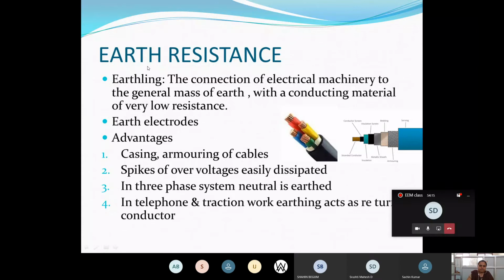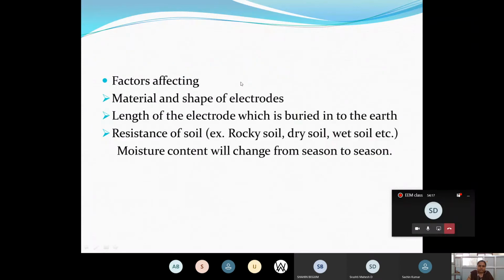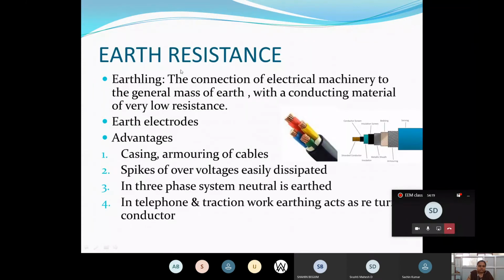Earth resistance. Here, instead of earthing it's coming as L, just go through the spelling. Okay, what is earthing? In daily life at home, we have already come across in the basics what the need of earthing is for your home or for any building. Here also we learn what is the necessity of earthing. Before that we'll define what earthing is.